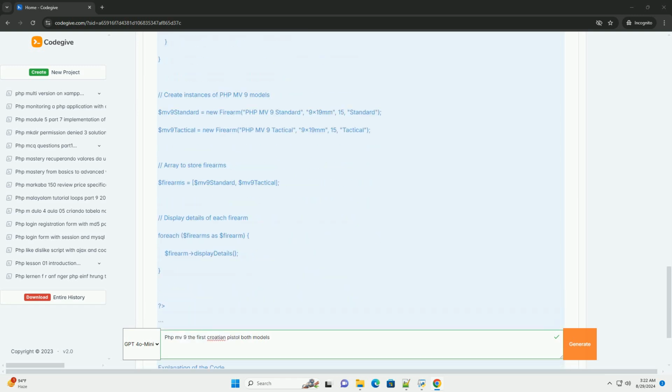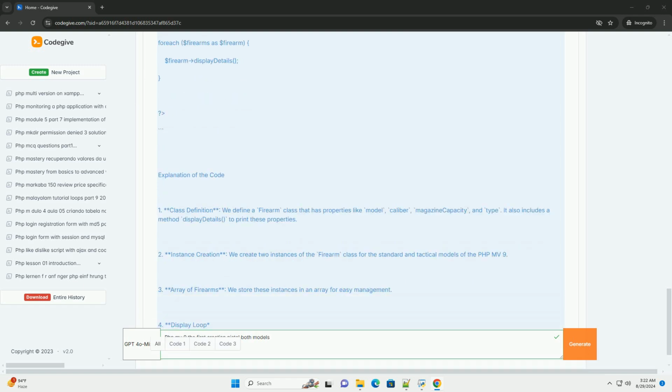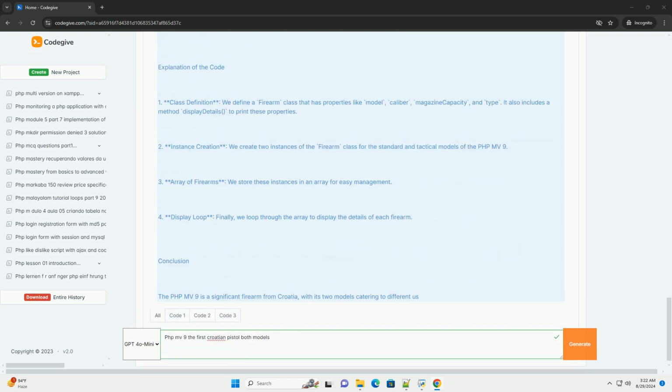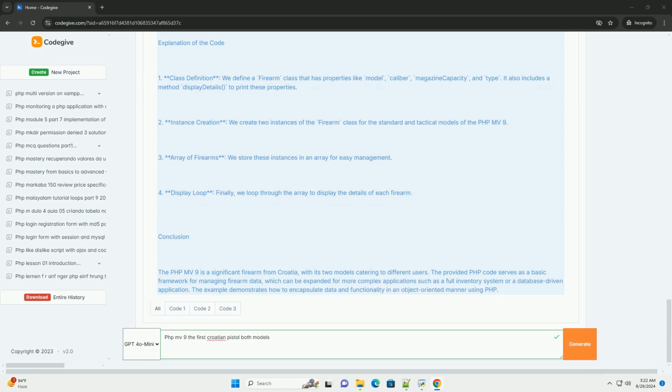There are two primary models of the M9: the standard version, which is chambered in 9mm Parabellum, and a variant with modifications for enhanced ergonomics and accuracy. Both models incorporate a lightweight design, making them suitable for personal defense and law enforcement use.